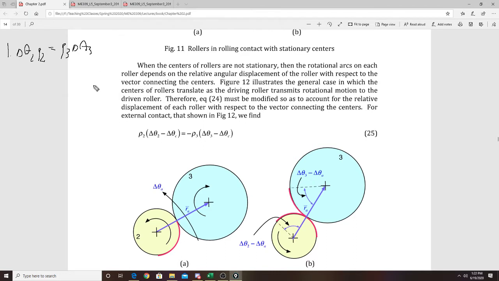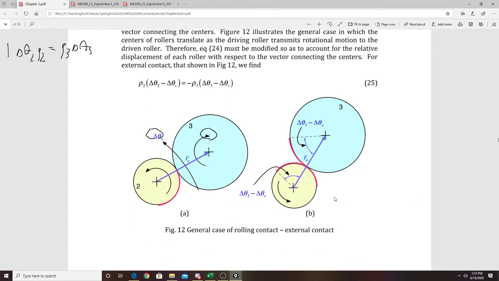So essentially the next thing you notice is that inside of here, we no longer have just delta theta 2, right? Or delta theta 3. We have delta theta c, and that is the part that they talked about after, which was the relative angular displacement of the roller with respect to the vector connecting them.